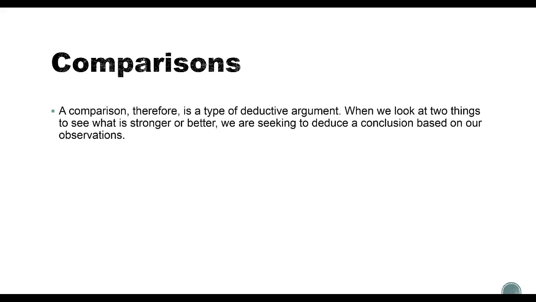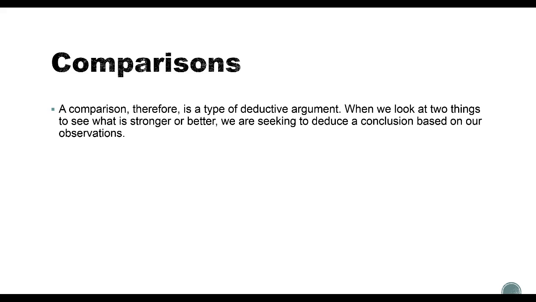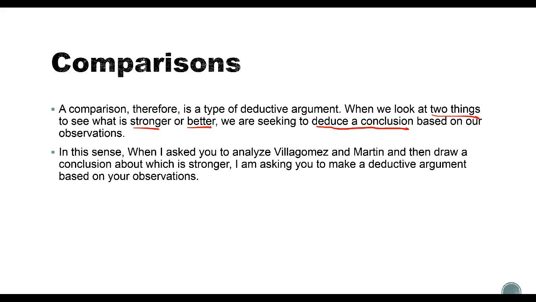Comparisons are deductive arguments, right? So when we look at two things to see which one is stronger or which one is better or which one has better qualities than something else, we're trying to deduce a conclusion based on our observation of those two things. We don't start with a theory or conclusion. We're interested in studying the two things separately and deducing the conclusion.